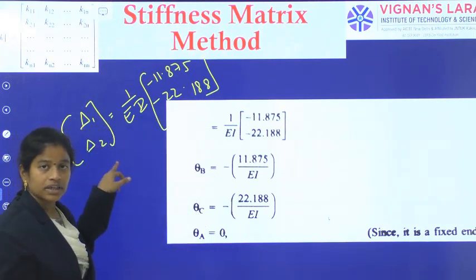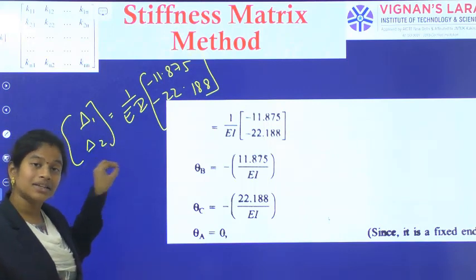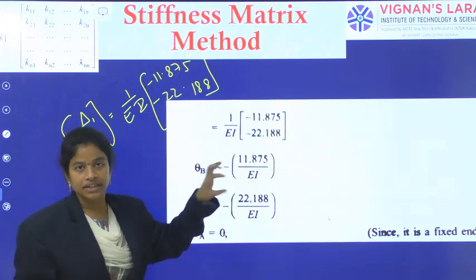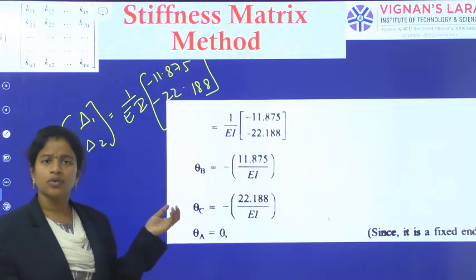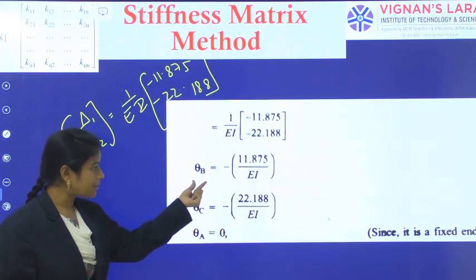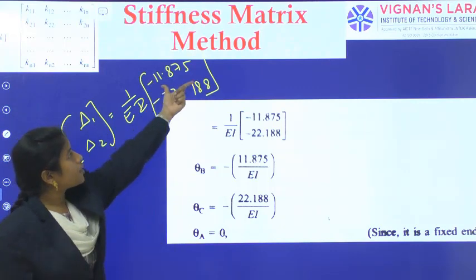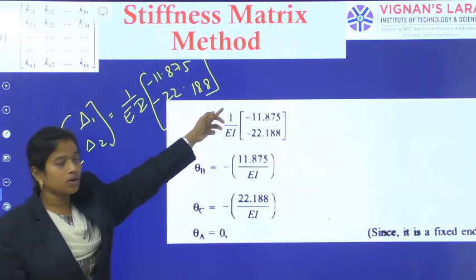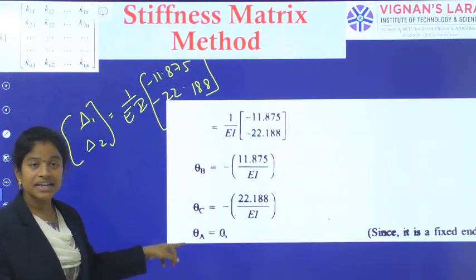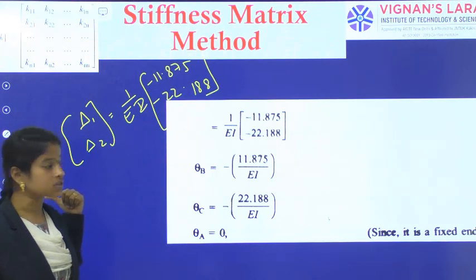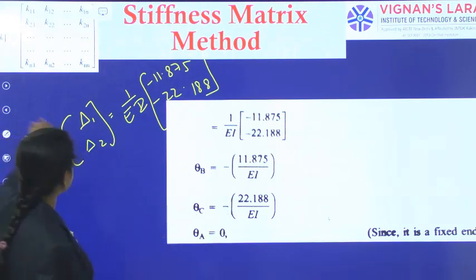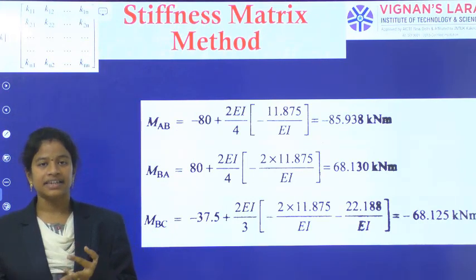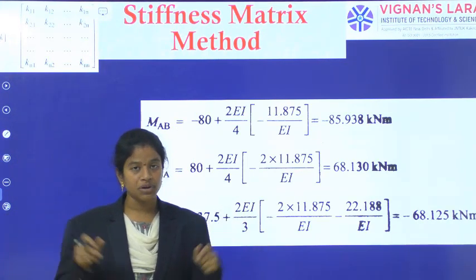Now, knowing the individual deltas, what does delta mean? Delta is the displacement in that particular coordinate direction, that is, the original rotation. So theta B is equal to minus 11.875 by EI, and theta C is equal to minus 22.188 by EI. The minus indicates the direction of rotation. Theta A is equal to 0 because it is the fixed end.